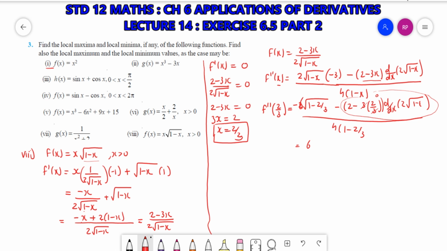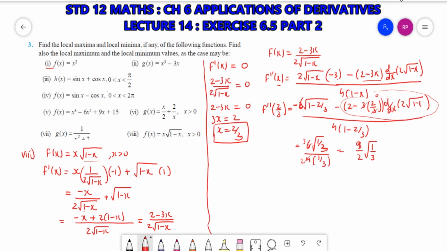So this will be equal to 6 into 3 minus 2, that is root 1 by 2, upon 4 into, sorry, not 2, 1 by 3. Okay, 1 minus 2 by 3, that will be 1 by 3, and here also 4 into 1 by 3. So this will be equal to 3 by 2 into, this 3 will go in the numerator. So 3 threes are 9. I will write down 9 by 2 into root of 1 by 3.